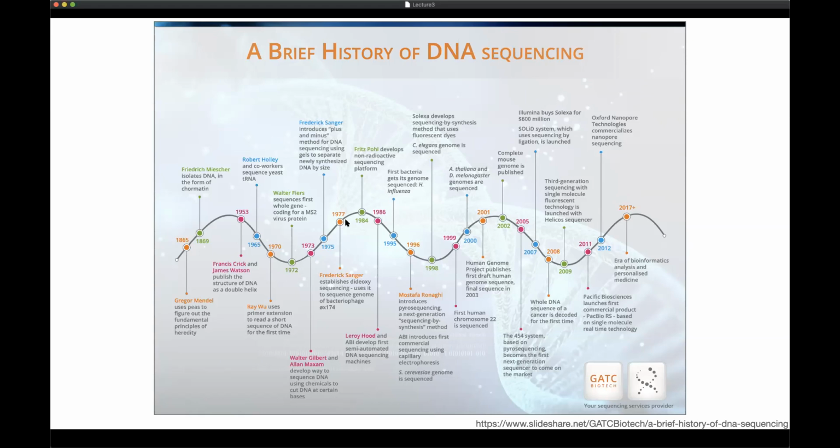So there's the Sanger paper. Then 1984, a gentleman named Fritz Pohl discovered a way to not have to use radioactive tags for sequencing. So 1986 is basically the genesis of modern sequencing instrumentation, where Applied Biosystems, or ABI, developed first semi-automated DNA sequencing machines, and then it basically went faster and faster and faster. The first human chromosome sequence in 1999, model organisms, Arabidopsis and Drosophila, were published in 2000. The first human genome was published in 2001.